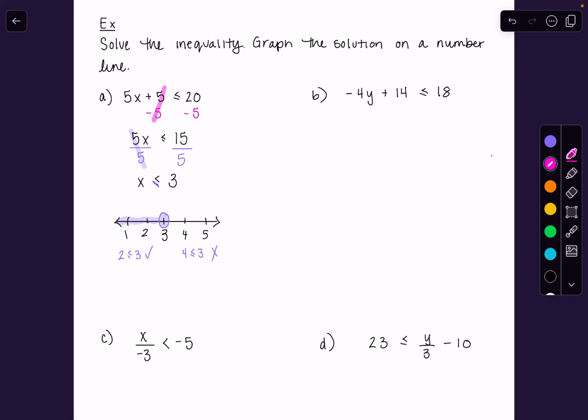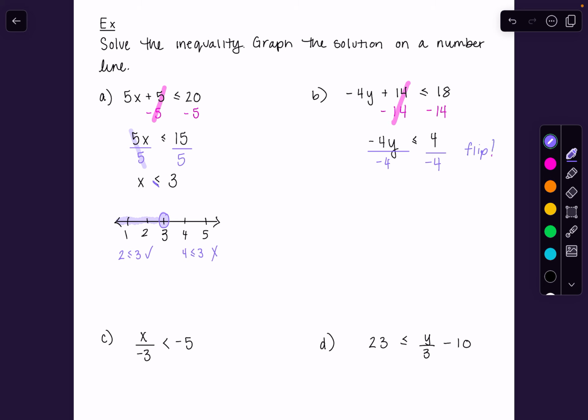Moving on to B, we got negative 4y plus 14 is less than or equal to 18. So same idea, get the y by itself. So that means I got to get rid of this 14 first, and subtraction will undo that. That leaves me with negative 4y, and then 18 minus 14 is going to be 4. And now I got one last step to get y on its own. I need to get rid of that minus sign too, which means I need to divide by negative 4.